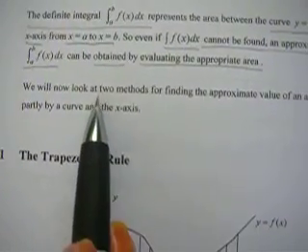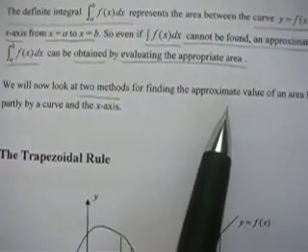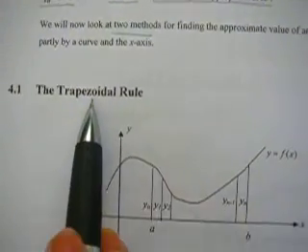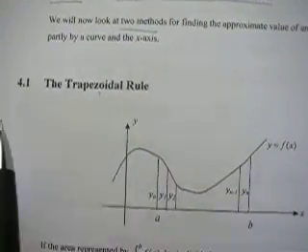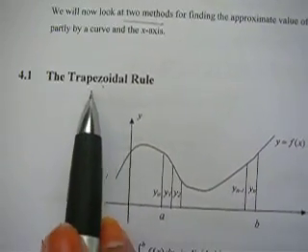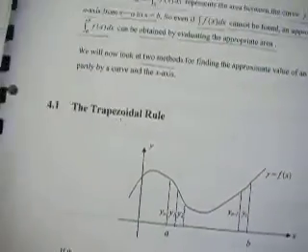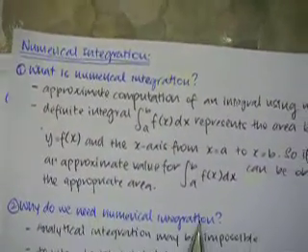There are two methods for finding the approximate value: the trapezoidal rule or Simpson's rule. But for my part, I'll explain the trapezoidal rule. But first, let us look into why we need numerical integration.